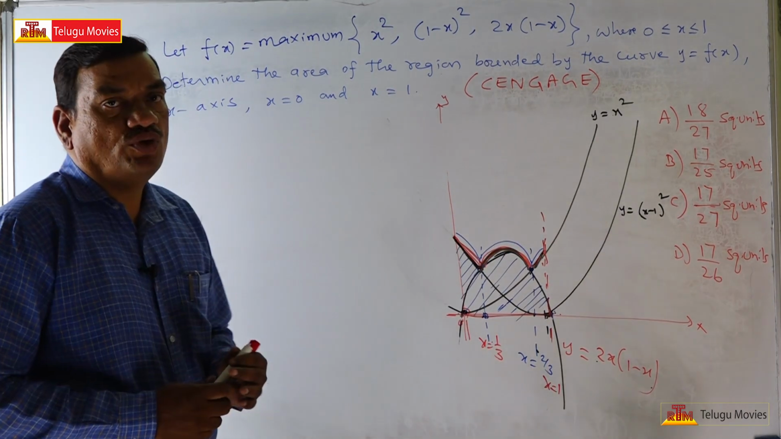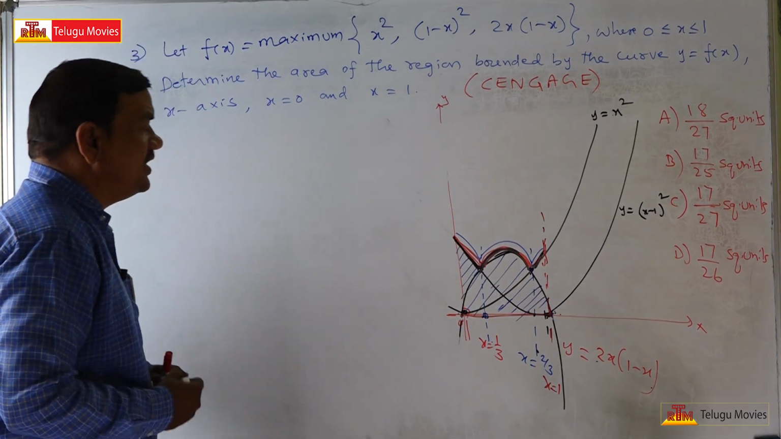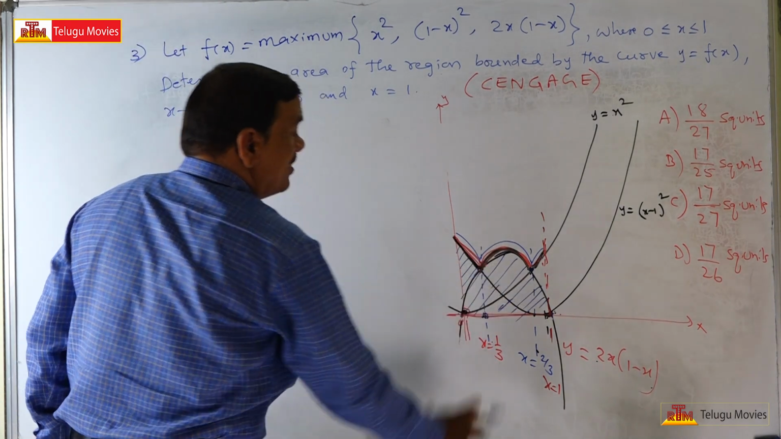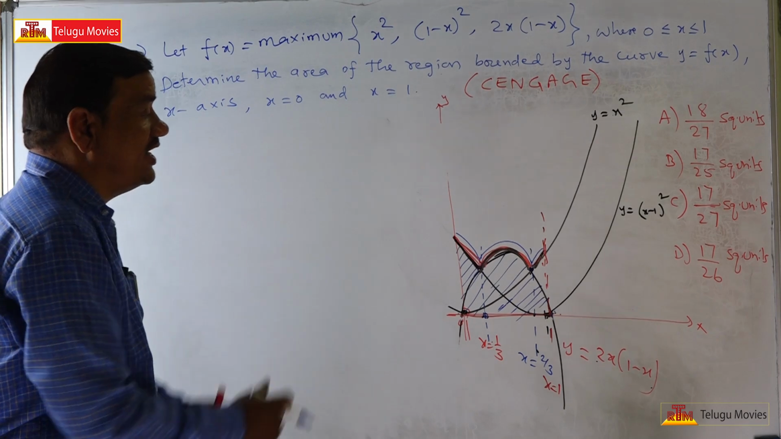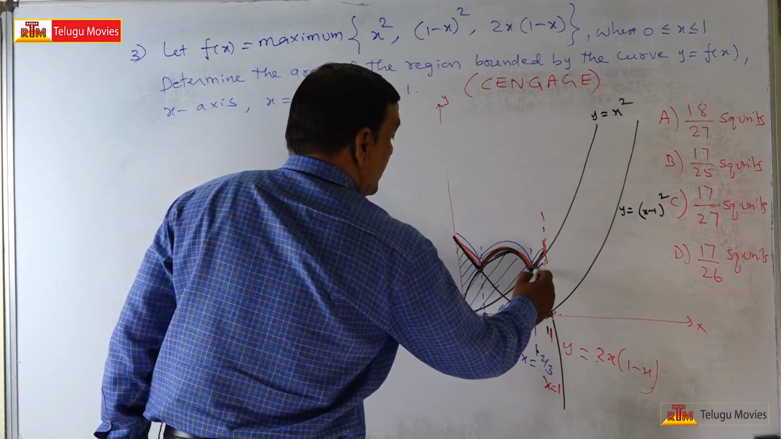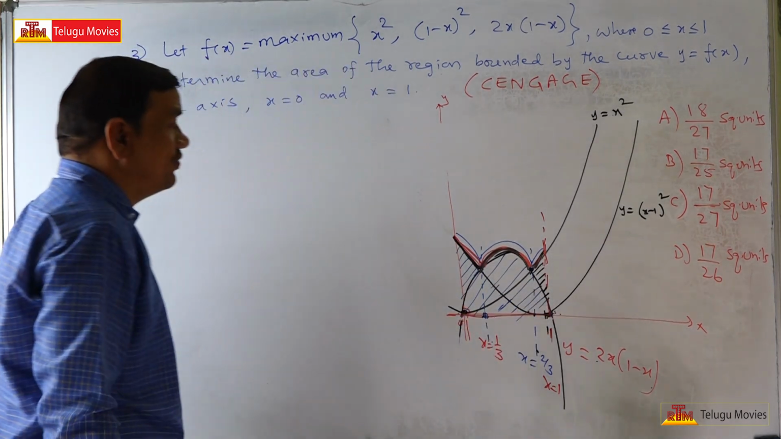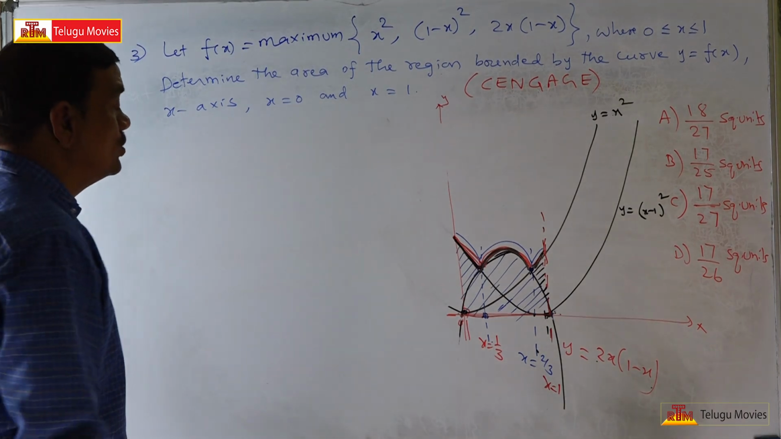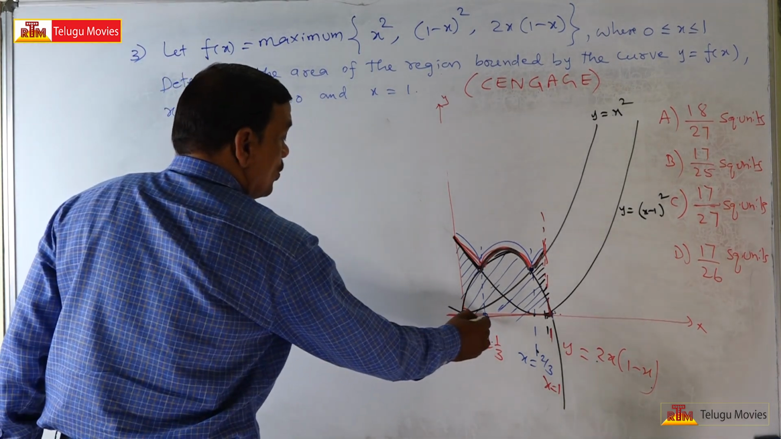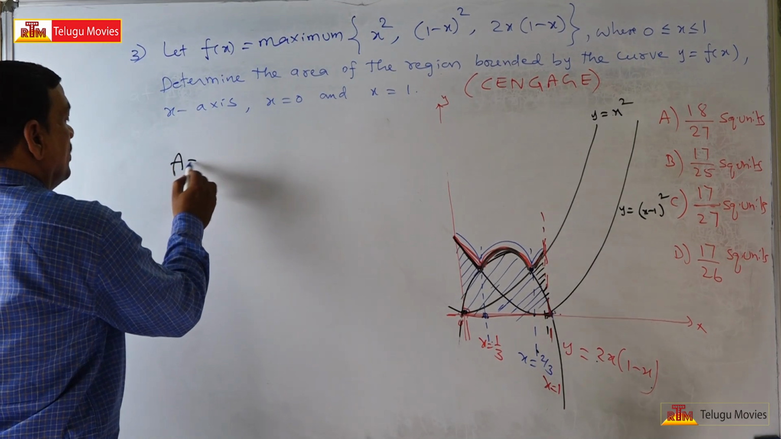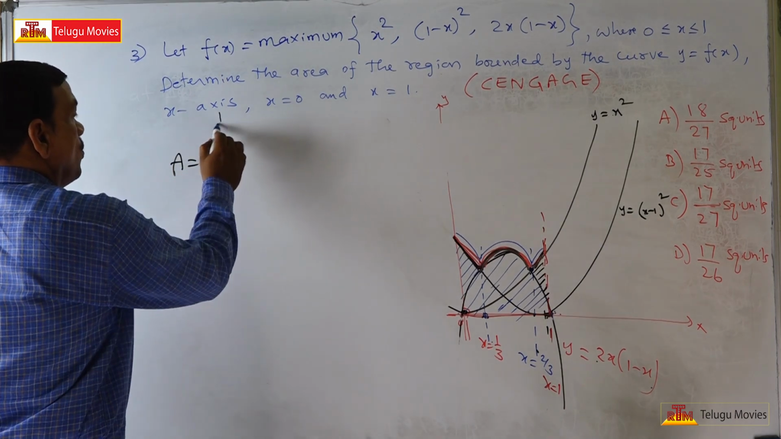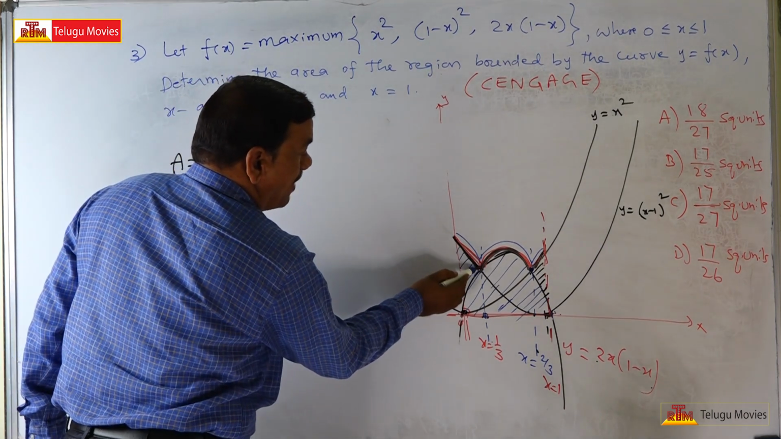Dear students, welcome to the remaining solution. See here, to find the required area, whatever the shaded area is here, if you want to find out that area, first we have to find 0 to 1 by 3. So if you want to find the integral from 0 to 1 by 3, what is the upper curve here?